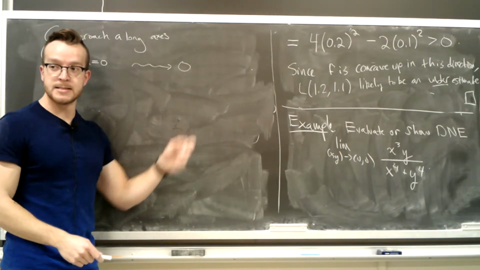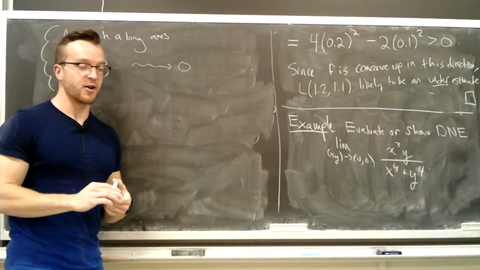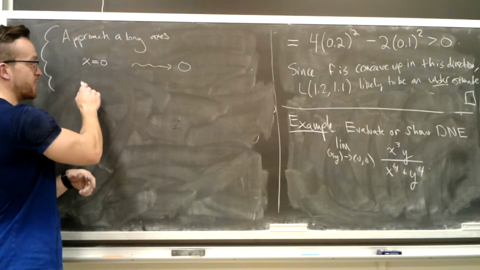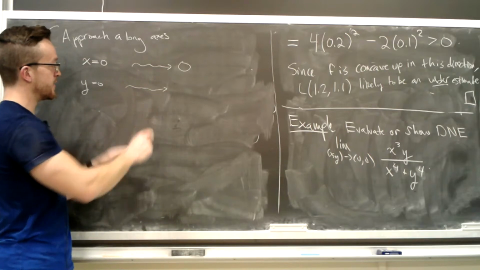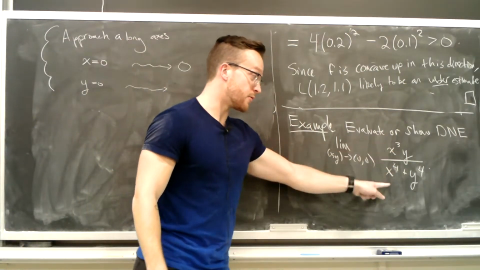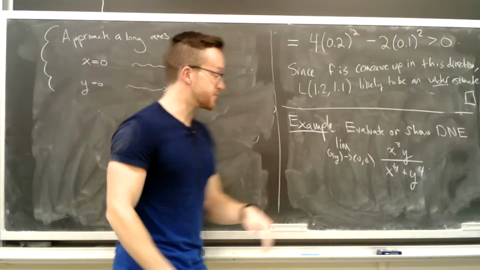Can you explain again why? Yes, I will. And I'll do that more precisely when I write this up. For now, let me just say that you get 0. Likewise, if I set y to be 0, I get 0 over x to the 4th, which is 0. So it's also 0.